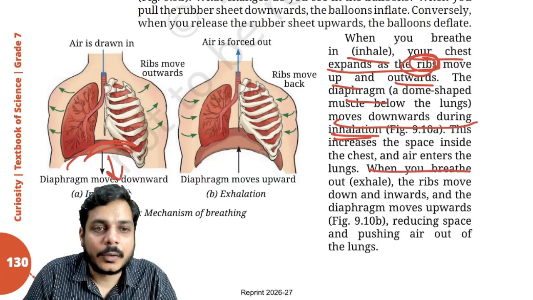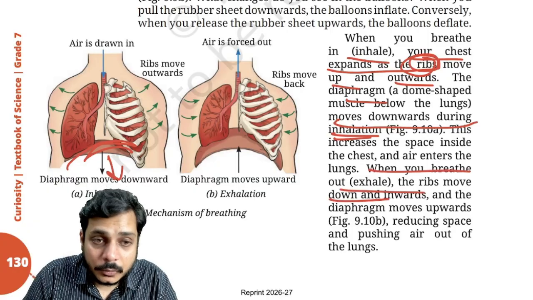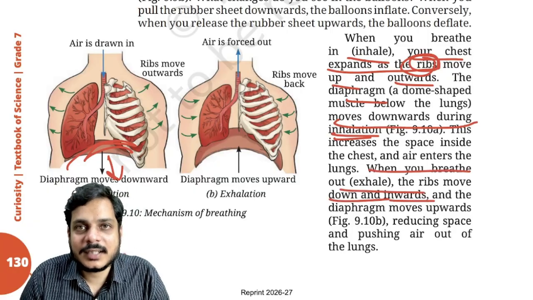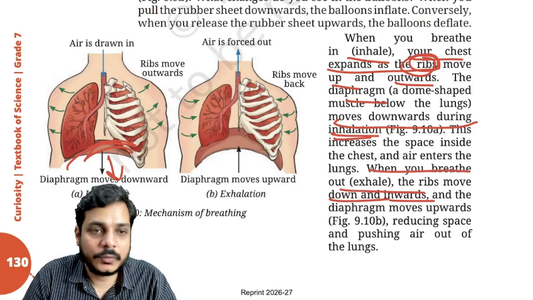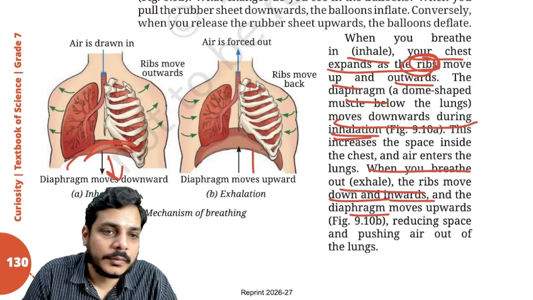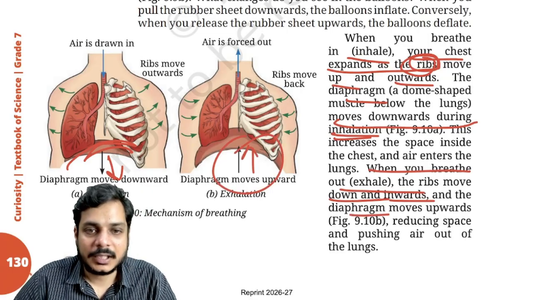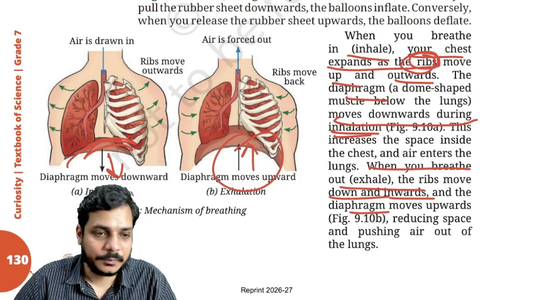When you breathe out, the ribs move down and inwards. That means your chest seems to be compressed. It moves inwards, and the diaphragm will move upwards. That is, it is pushing the air out of the lungs.